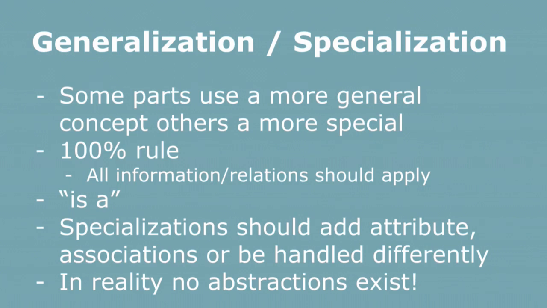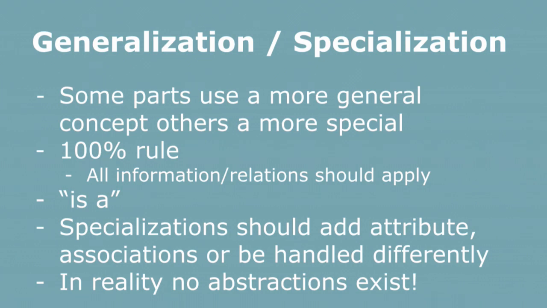So there is a rule called the 100% rule, and that is that all the information and relations of the more general concept should apply to the more special concepts. So we cannot add something up in the general concept that does not apply to some of the more special concepts. I cannot really figure out one with fruit on the top of my head. And basically you should be able to say banana is a kind of fruit. If you cannot say that and it makes sense, then something is probably wonky.